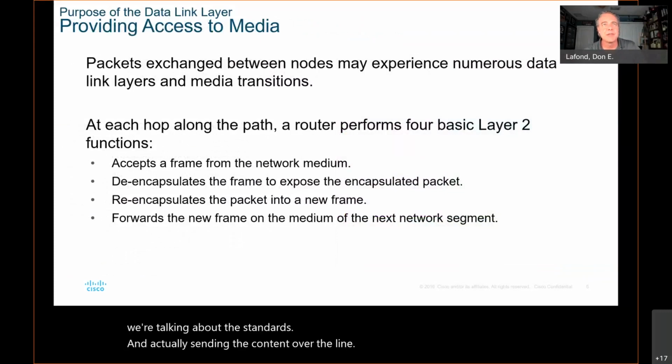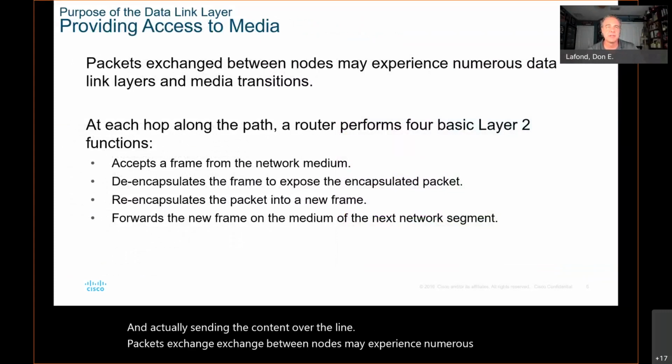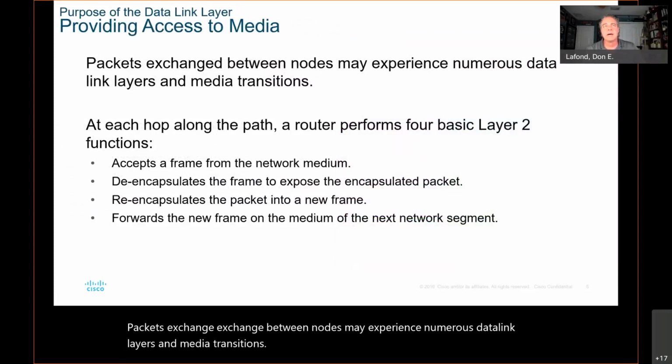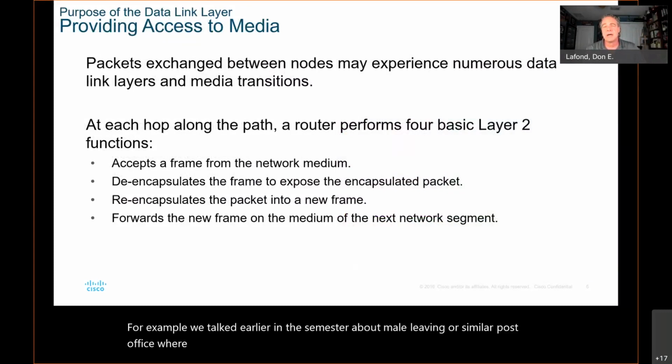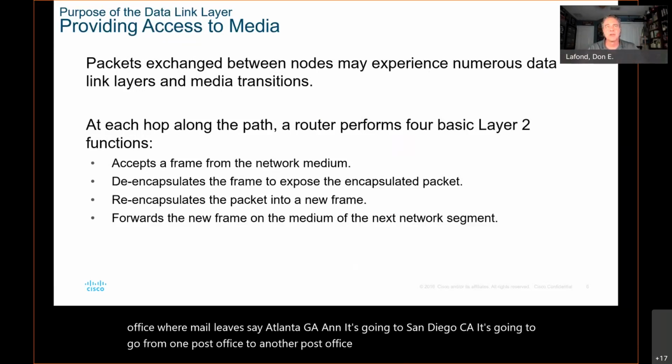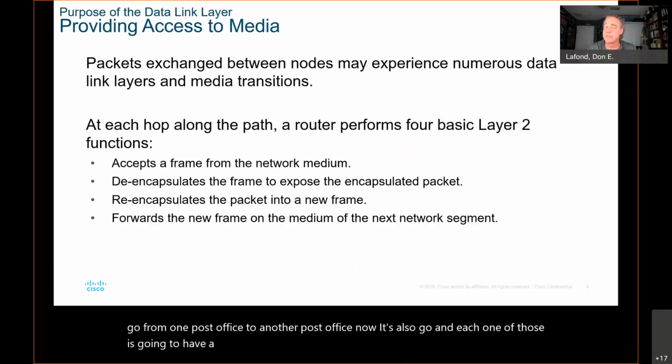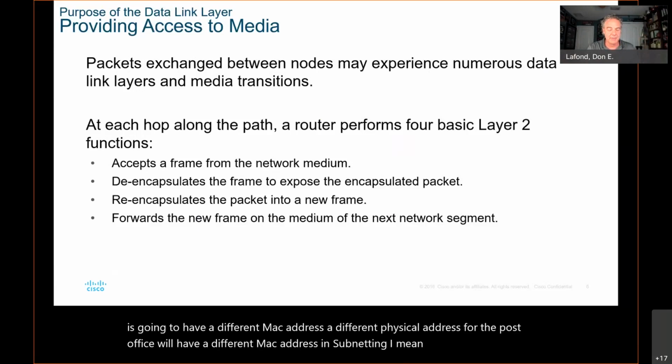Packets exchanged between nodes may experience numerous data link layers and media transitions. For example, we talked earlier in the semester about mail, similar to the post office, where mail leaves, say, Atlanta, Georgia, and is going to San Diego, California. It's going to go from one post office to another post office, and each one of those is going to have a different MAC address, a different physical address, for the post office. It'll have a different MAC address in networking.